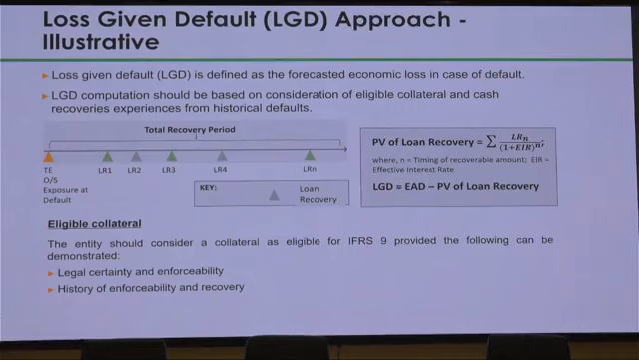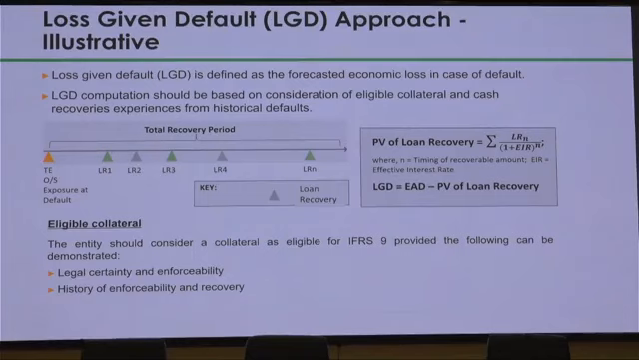Say a loan went into default and you were only able to get 20 rupees out of that. Say it was a 100 rupees loan, you get only 20 rupees. So it means 80% is your loss given default.